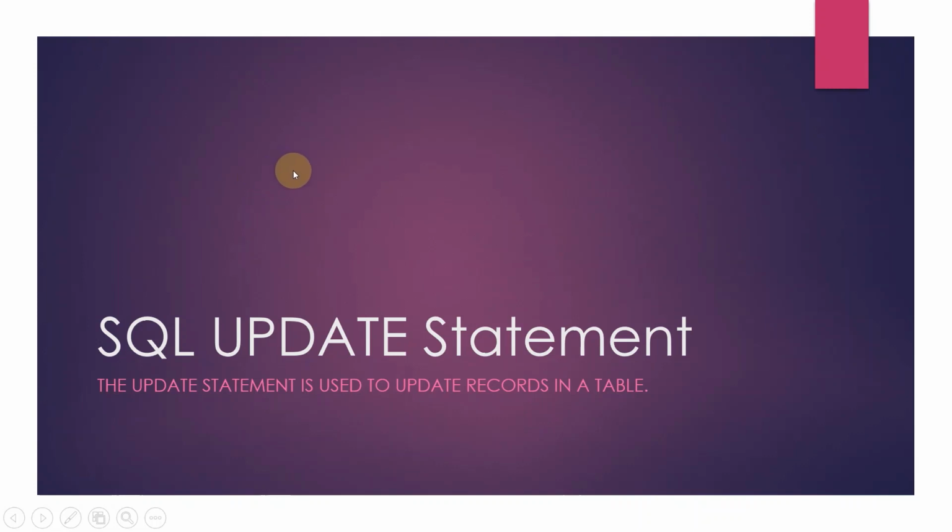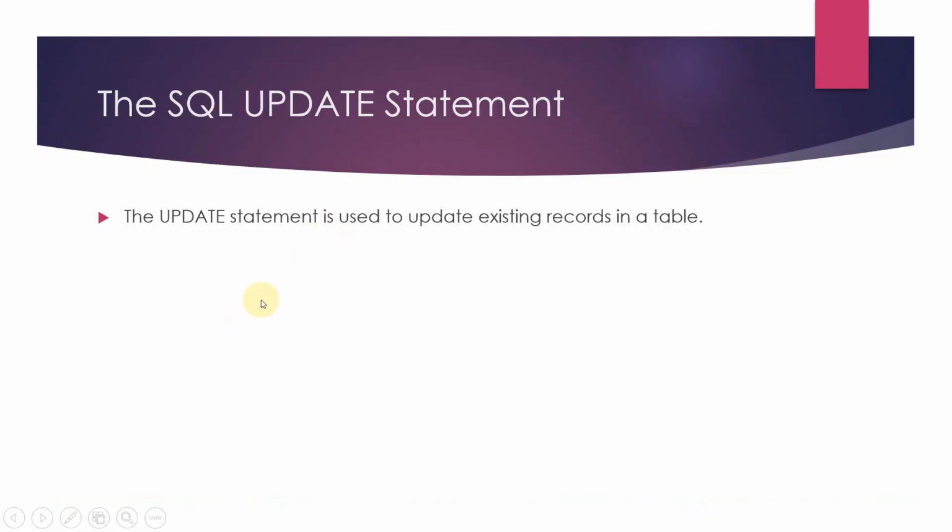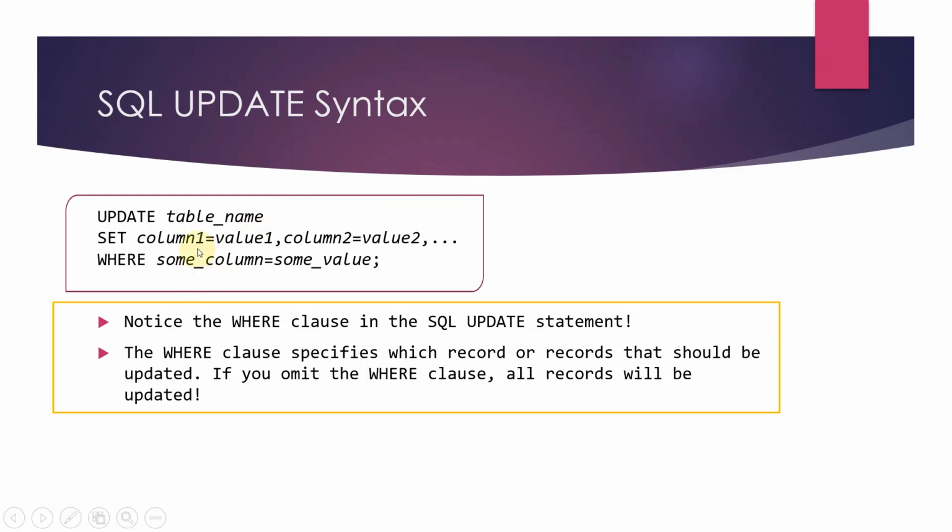Okay, so next would be the update statement. The update statement is used to update existing records in a table. The syntax would be update table name, set column 1 equals value 1, column 2 equals value 2, and so on, where some column equals some value. Notice the where clause in the SQL update statement; we already used it earlier. The where clause specifies which record or records should be updated. If you omit the where clause, all records will be updated. So take note of that.